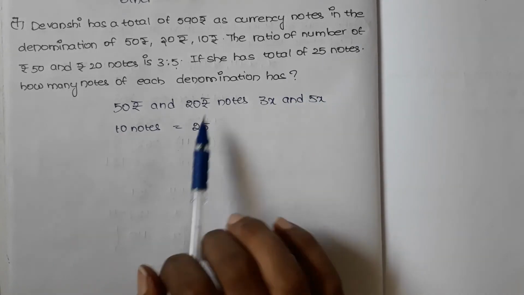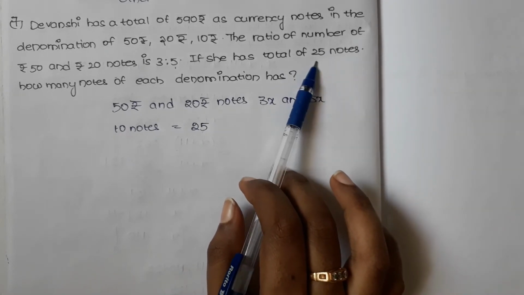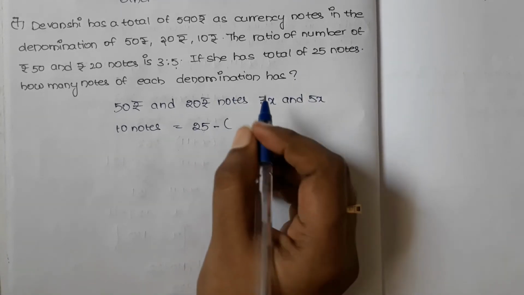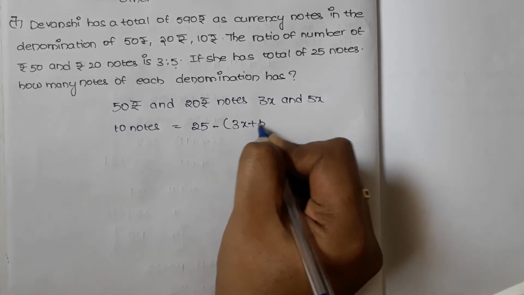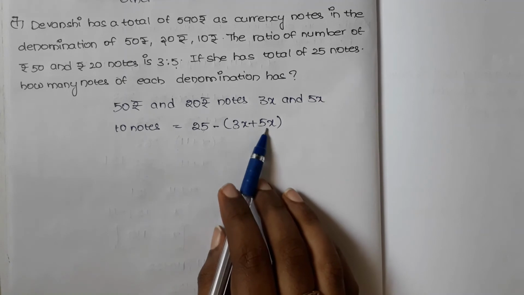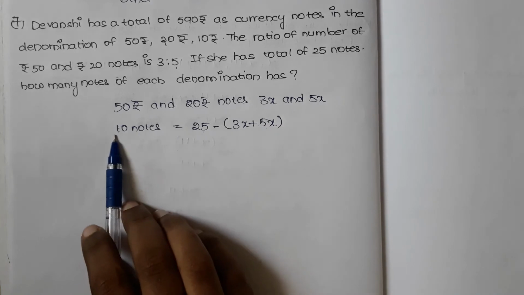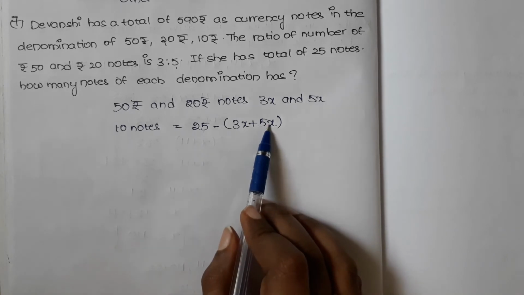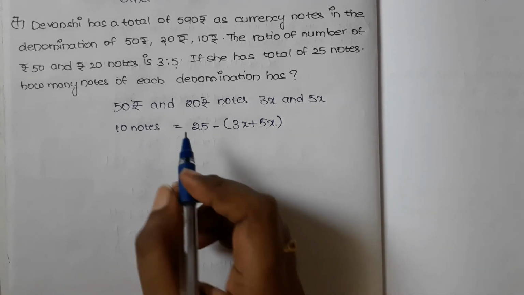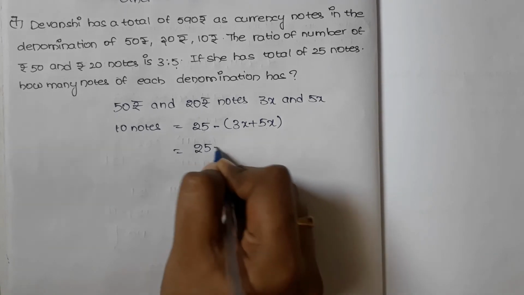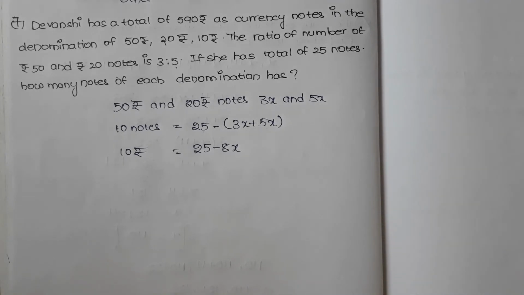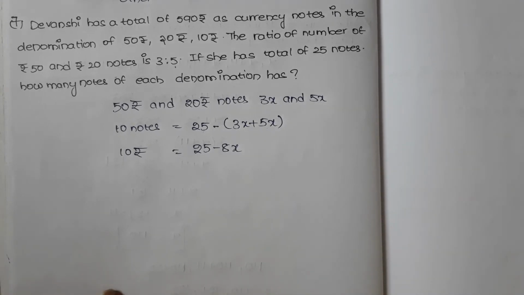According to that, we have to subtract the notes from these 25 notes. 10 rupee notes equals to 25 minus 3x plus 5x, because these two are the 50 rupee notes and 20 rupee notes. Now to find the 10 rupee notes, we have to subtract the 50 rupee notes and 20 rupee notes from total notes. That is 25 minus 8x, 10 rupee notes. Now let us see how much amount she has.